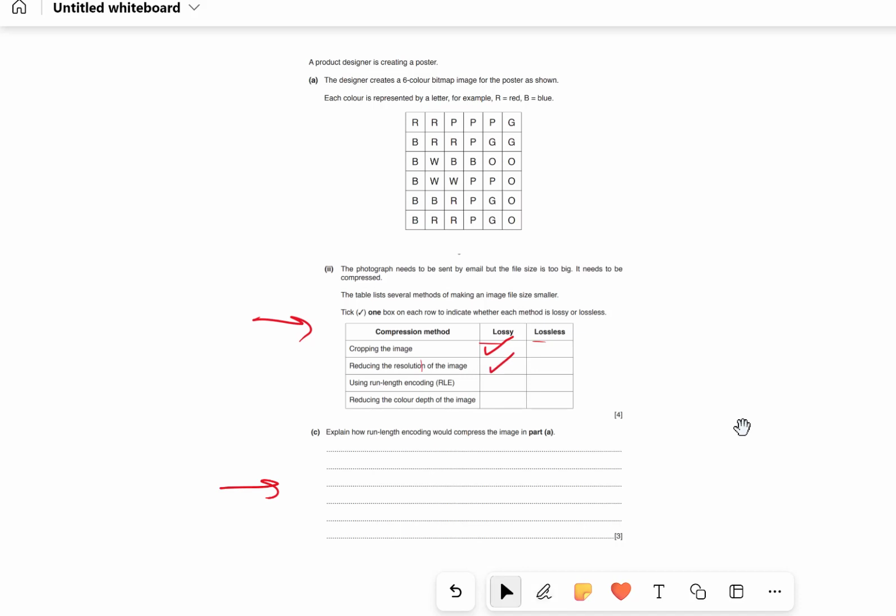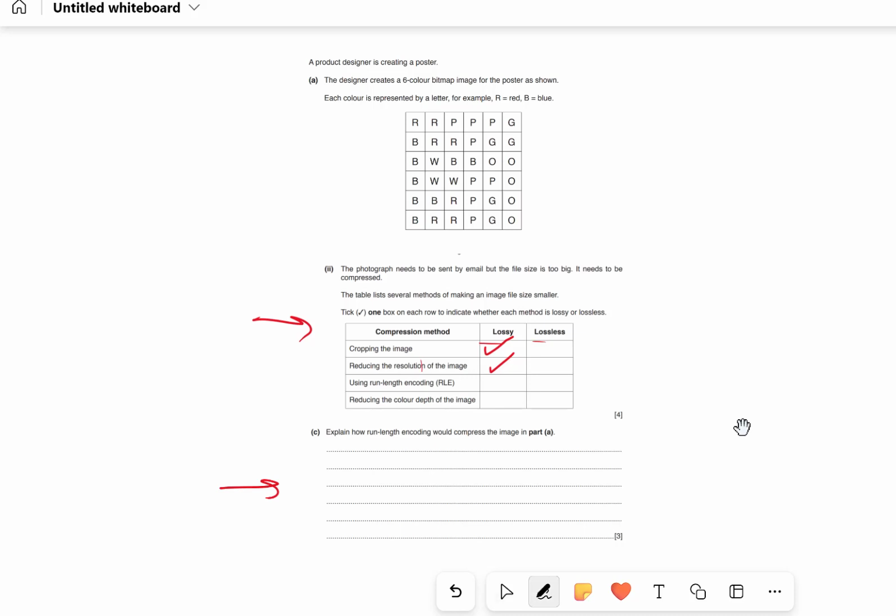That means that I have less pixels being used, less colors being used. The other person's not going to be able to upscale it and make it better. You can't take a crap image and turn it into a beautiful HD one. It's not going to happen.